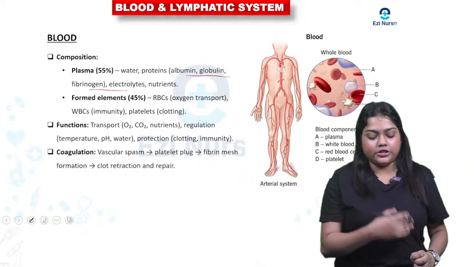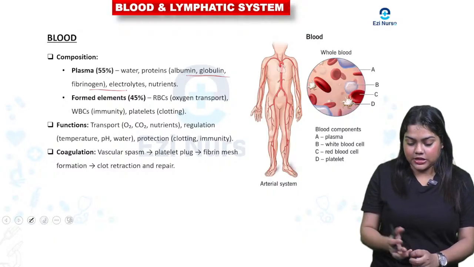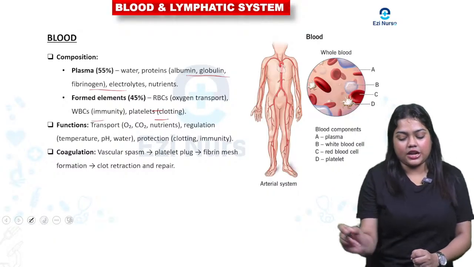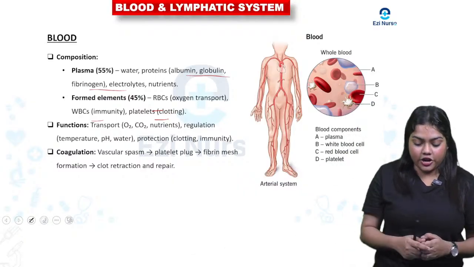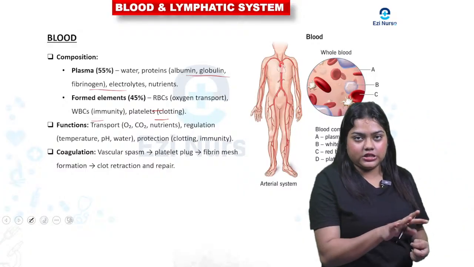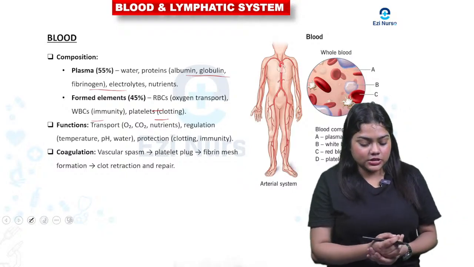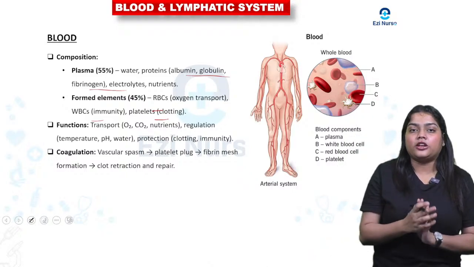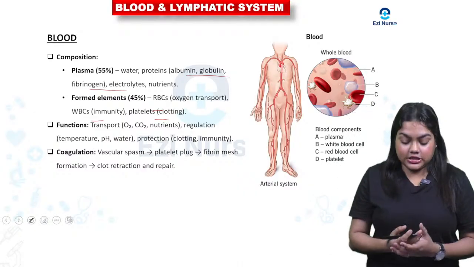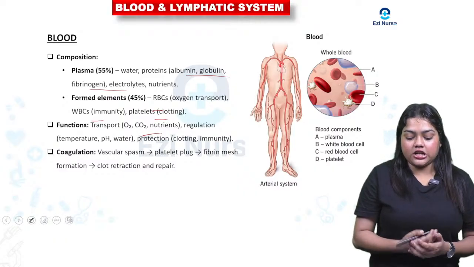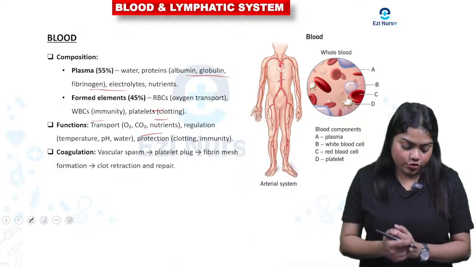In the 45% formed elements, we have 3 types of blood cells, which are RBCs, WBCs and platelets. Red blood cells help in oxygen transport because they have hemoglobin and iron. Iron is only included in the hemoglobin. White blood cells help in immunity and work as a defense system of the body, and platelets help in blood clotting. Now come to functions. Blood helps in transport of oxygen, CO2, nutrients, regulation of temperature, pH, water, protection through clotting, and works as an immunity system.